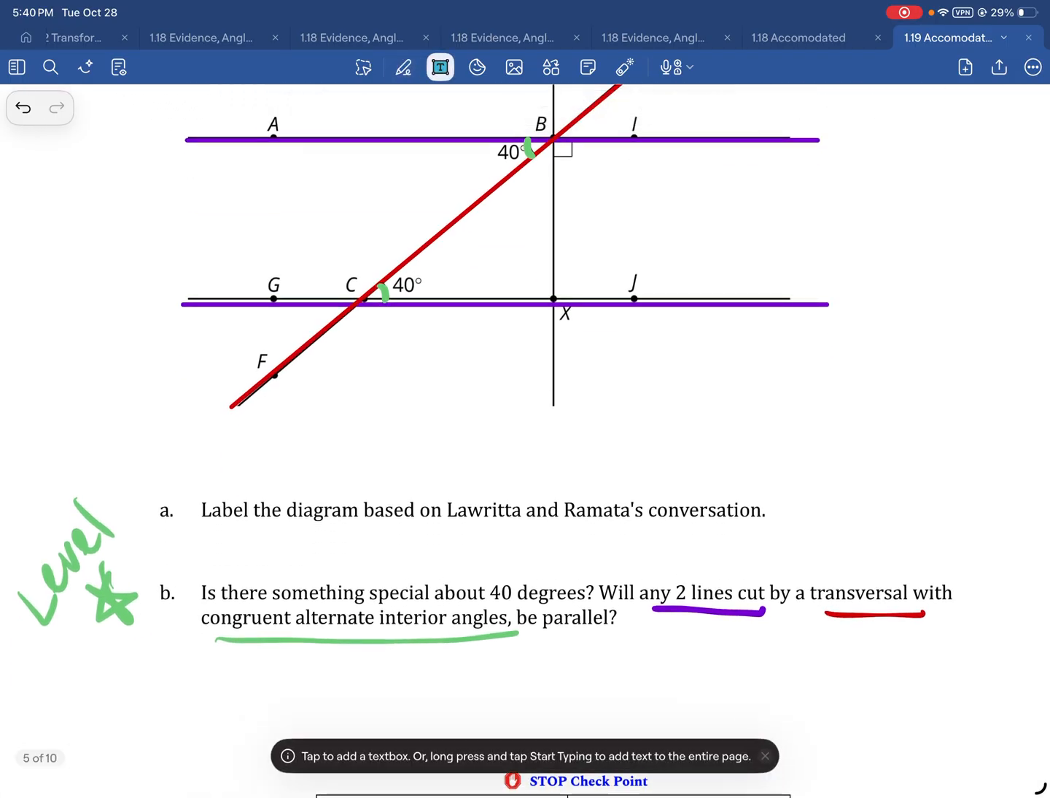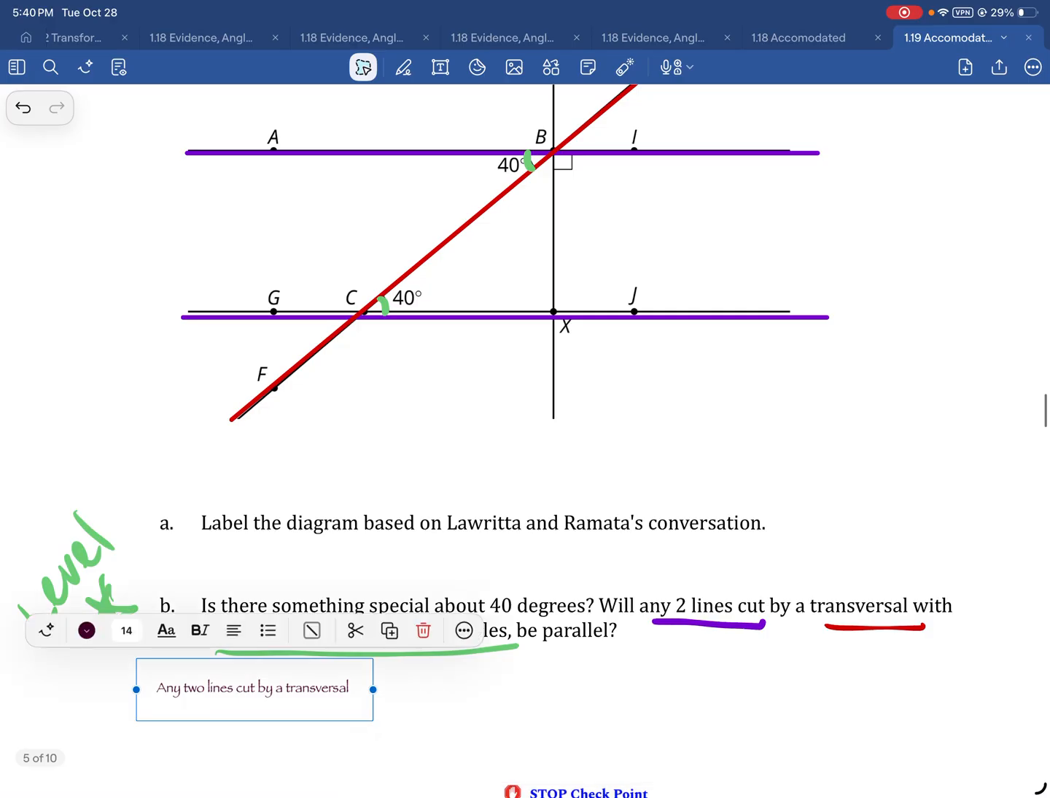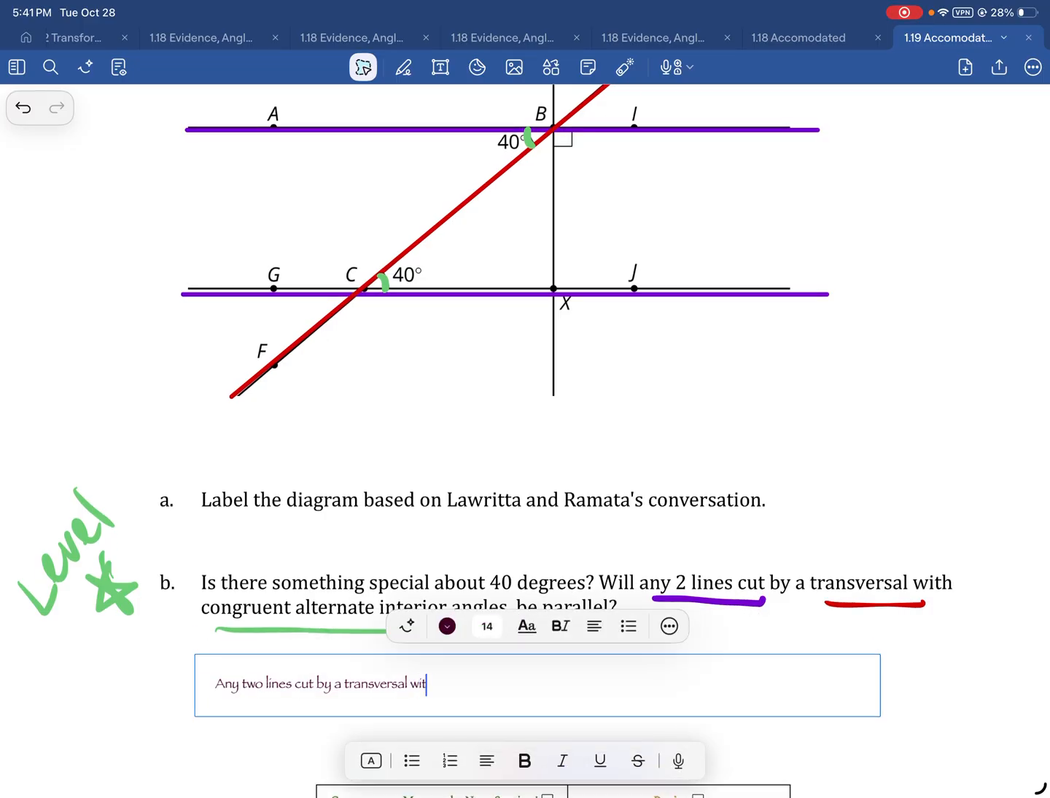Please type: any two lines cut by a transversal, with congruent alternate interior angles, prove that the lines are parallel.